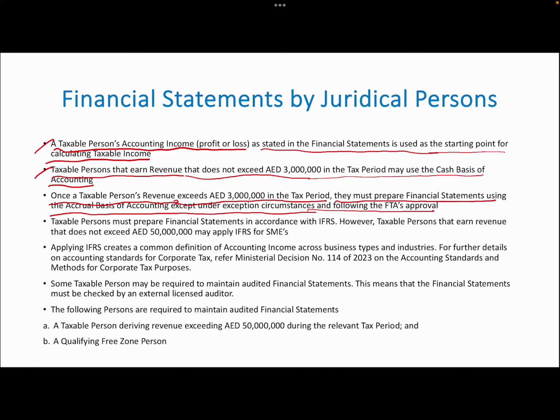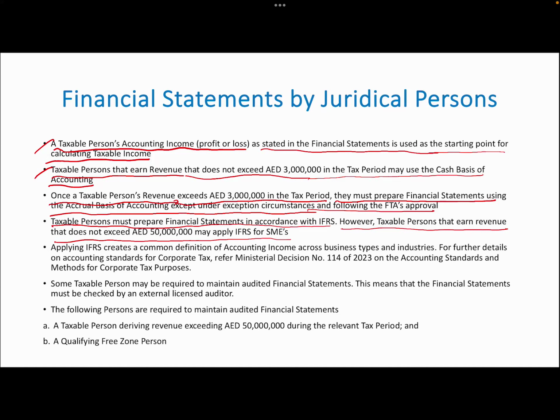Taxable persons must prepare financial statements in accordance with the IFRS. However, taxable persons that earn revenue that does not exceed 50 million may apply IFRS for SMEs. What does it mean? If your revenue does not exceed 50 million, then the FTA allows you to use IFRS for SMEs. If your revenue exceeds 50 million, then the FTA requires you to follow the full IFRS.